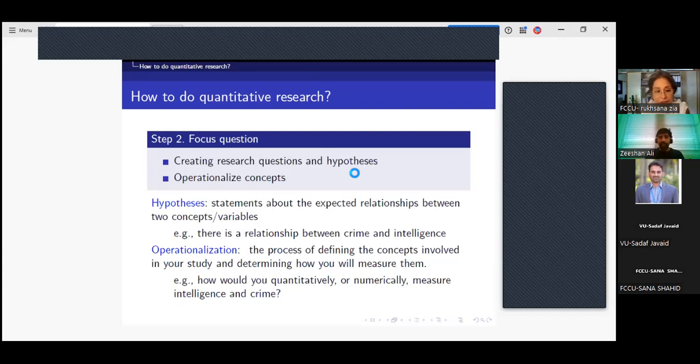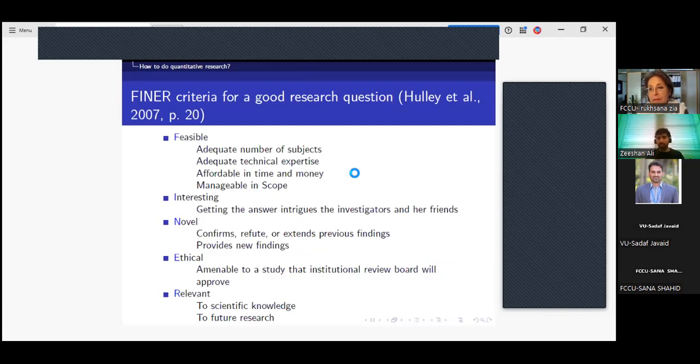And then after thinking about these two, hypotheses and operationalization, we should also keep in our mind how can we narrow down our research questions? How can we think of a good research question? So there are different ways which usually different researchers use, but I have highlighted here the FINER criteria. So FINER criteria basically consists of five different words.